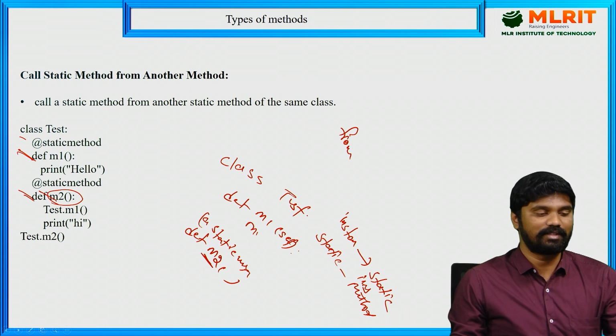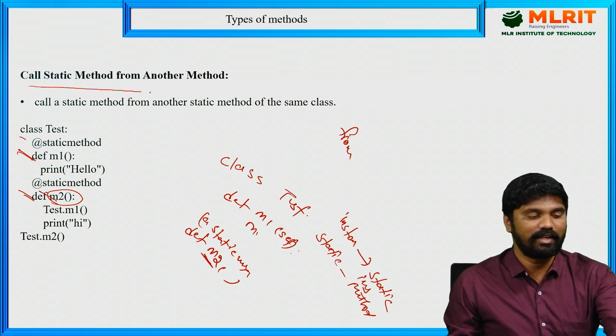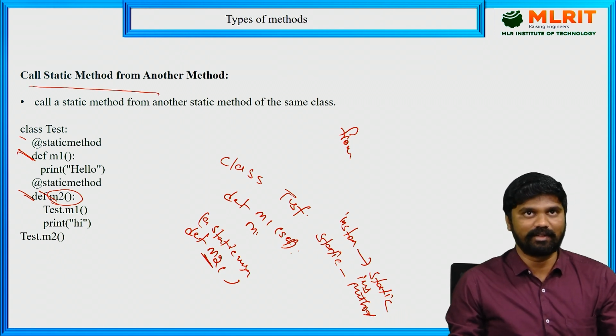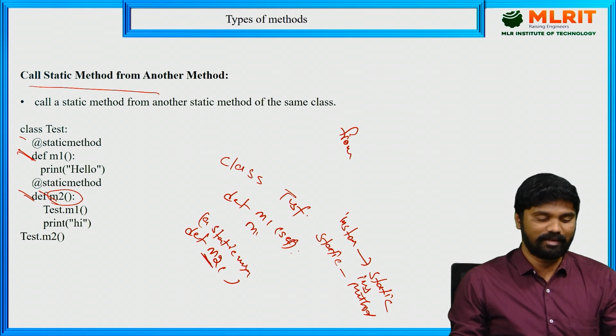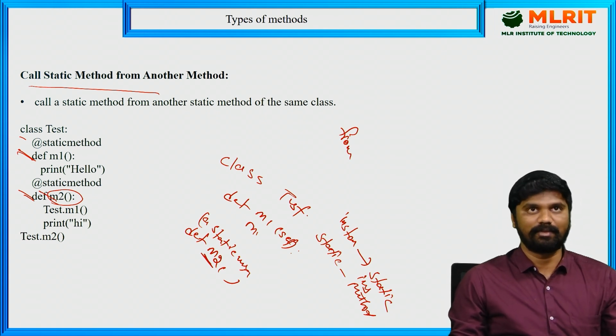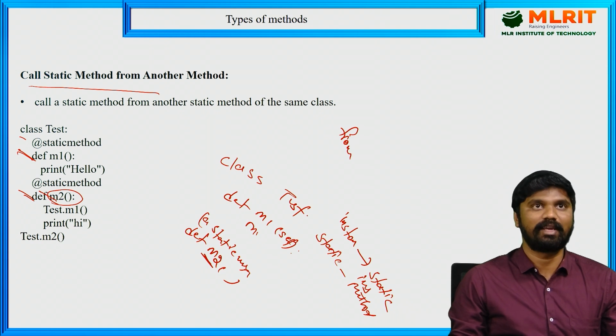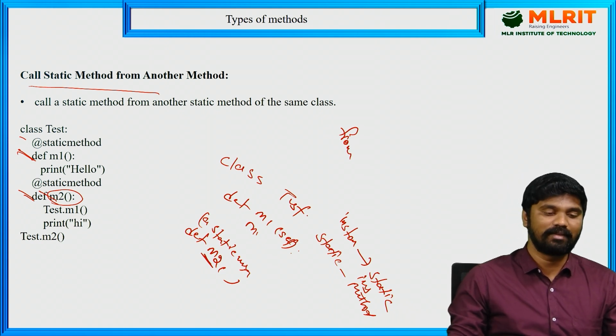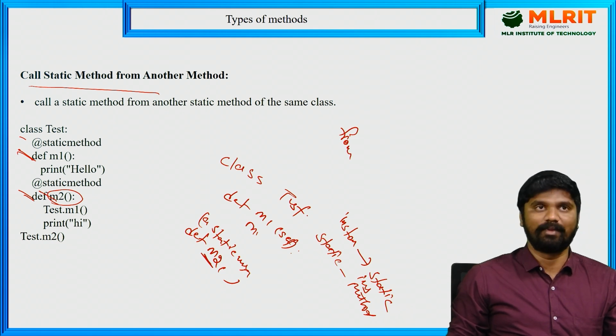So here what we discussed was calling a static method from another static method. But we also discussed that we can call a static method from an instance method, as well as an instance method from a static method, right? So this is about calling methods.